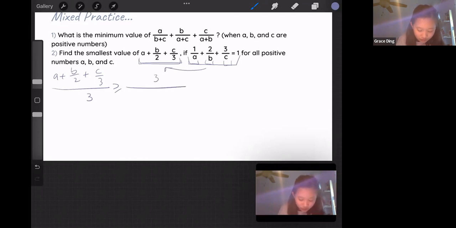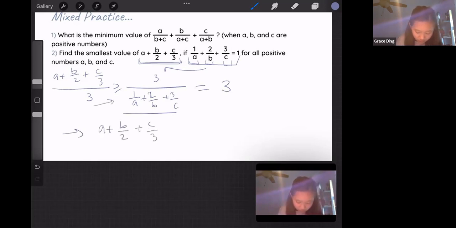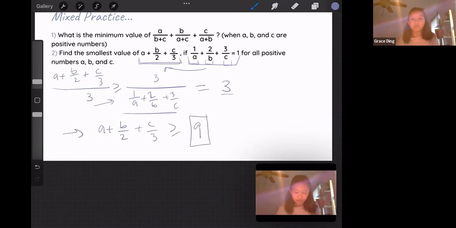So now we'll have, okay. And we already know that this is equal to 1. So that would be 3. So then we'll move over the 3. And since this is 3, A plus B over 2 plus C over 3 is more than or equal to 3 times 3, which is 9. So that is the answer.